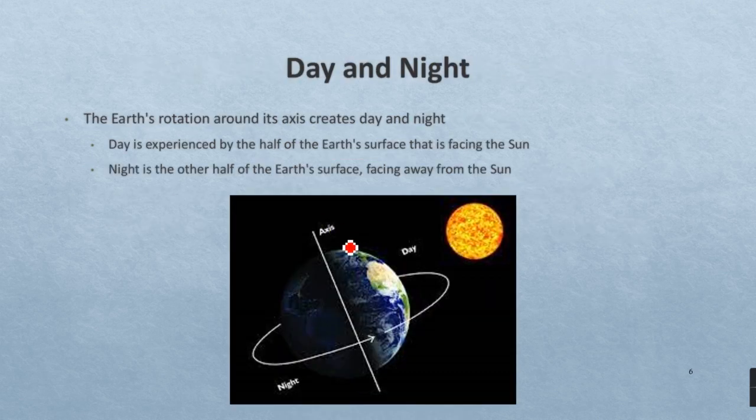So the part that is facing the Sun, or the half of the Earth that is facing the Sun, will be having the day cycle, so it's nearer to the Sun. And then when the Earth completes a rotation, the other side of the Earth will be facing the Sun, and then this cycle can repeat to create the day and night cycle.